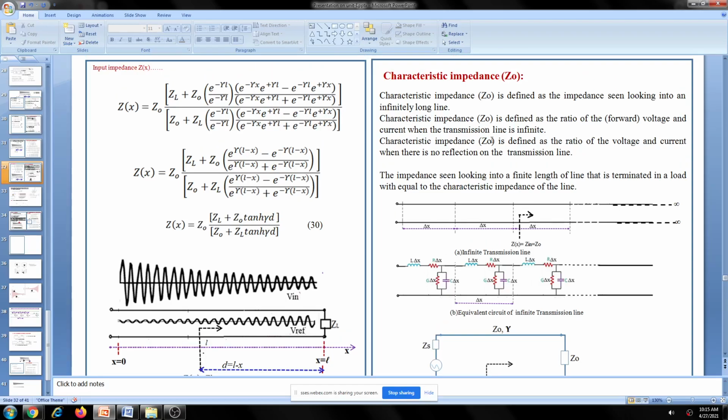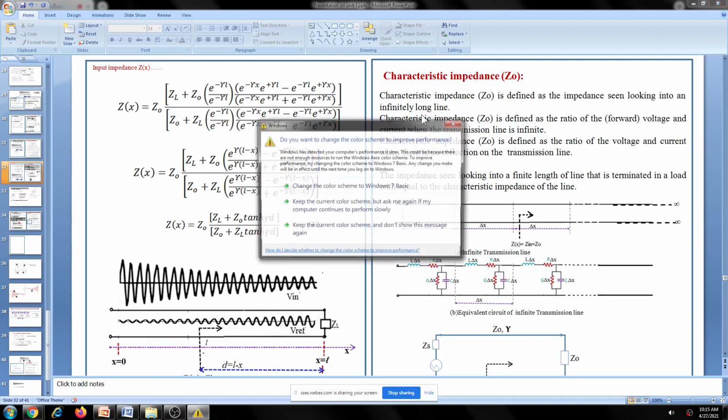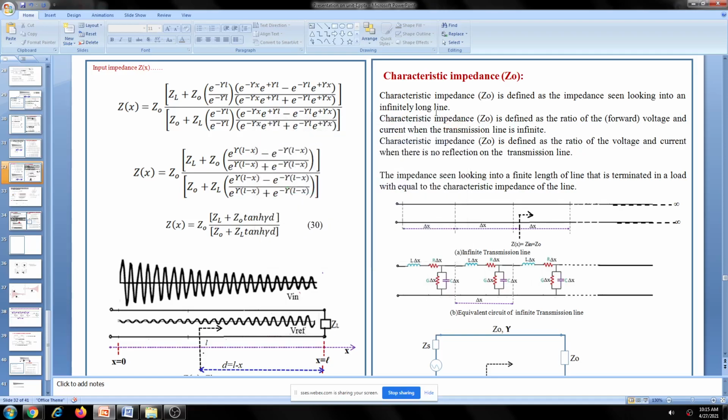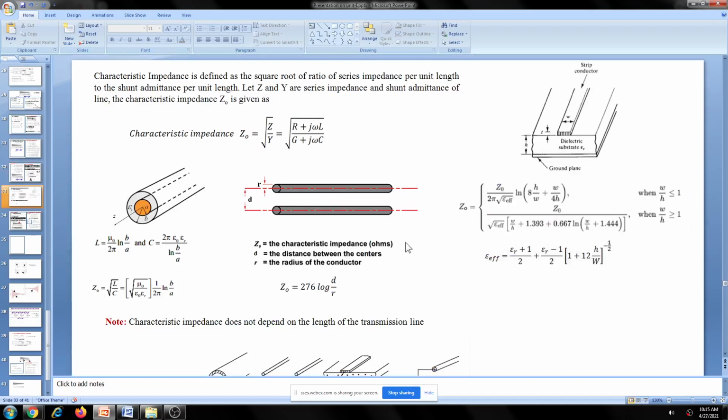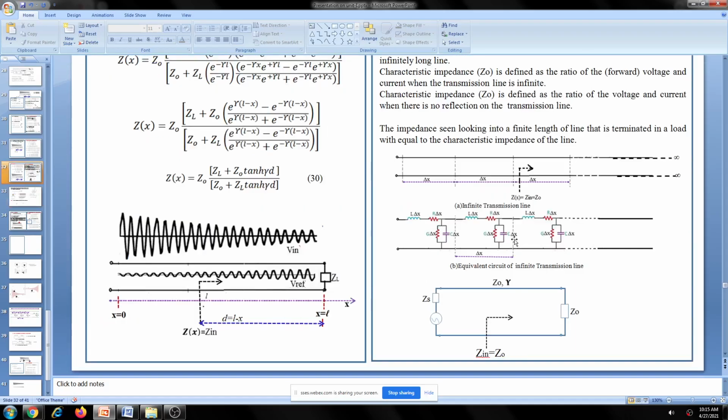Here is the definition of this Z0. Characteristic impedance is defined as the impedance seen looking into an infinite line. So if you look into the infinite transmission line, you take any of these, this one or this one, anyone. You take an infinite line like this, L tends to infinity. You measure the impedance, that is, the ratio of voltage divided by current on such a line.